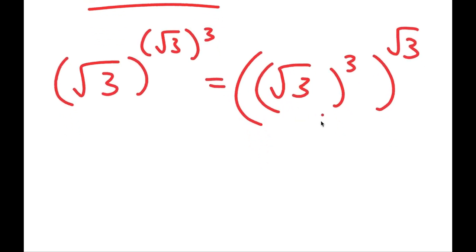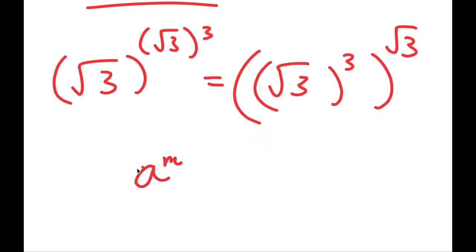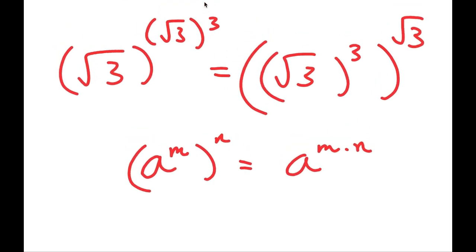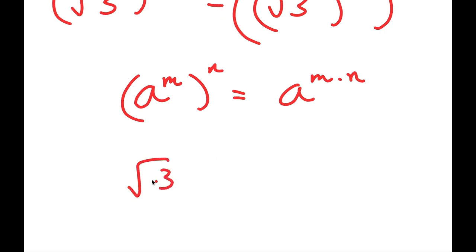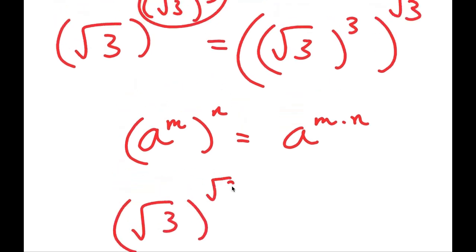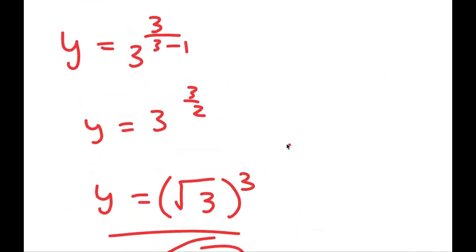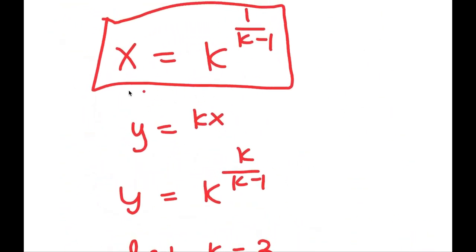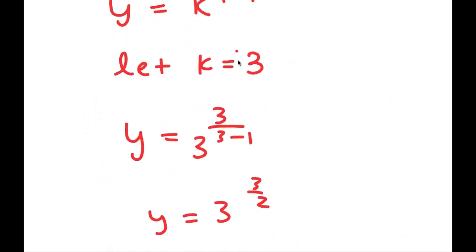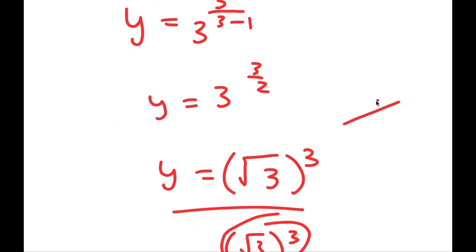So we can check if this is true by using the property a to the power of m to the power of n is equal to a to the power of m times n, meaning these two multiply, so I get the square root of 3 to the power of the square root of 3 times 3 is equal to the square root of 3 to the power of 3 times square root of 3. So these two are equal to each other, meaning our value of x in relationship to y is true.